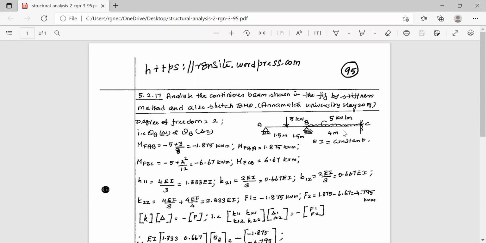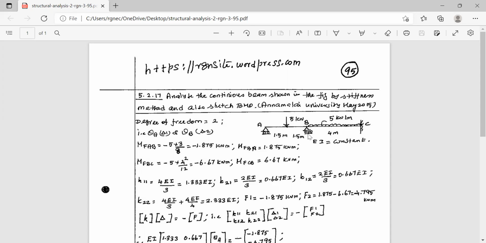First, we have to calculate the displacements. How many displacements are there in this structure? There are two displacements. One displacement is at A in the form of rotation, that is theta A. Another displacement is at B, again in the form of rotation, that is theta B. These are the two displacements. There is no rotation at C because it is fixed. Here the rotation is 0.